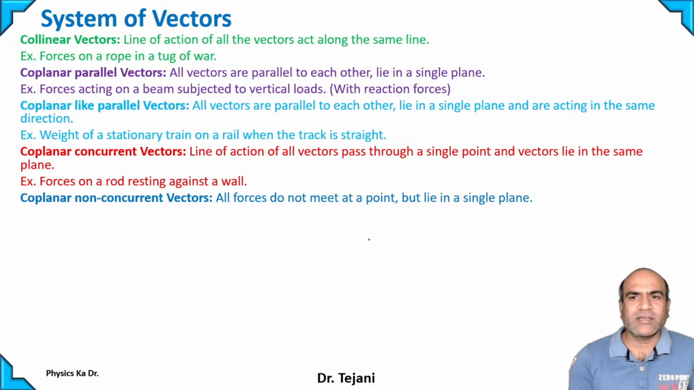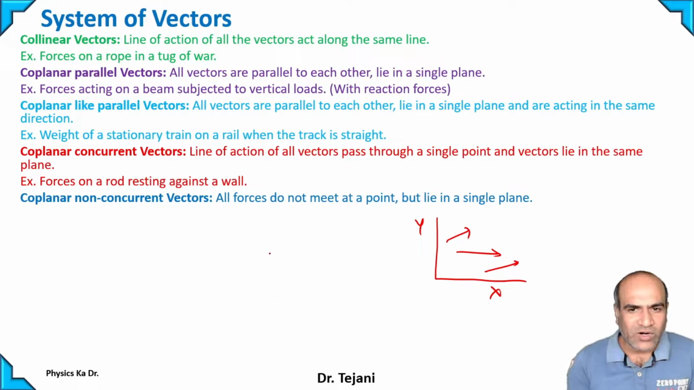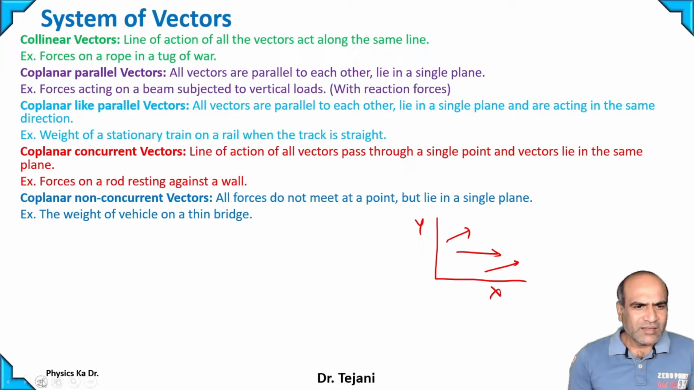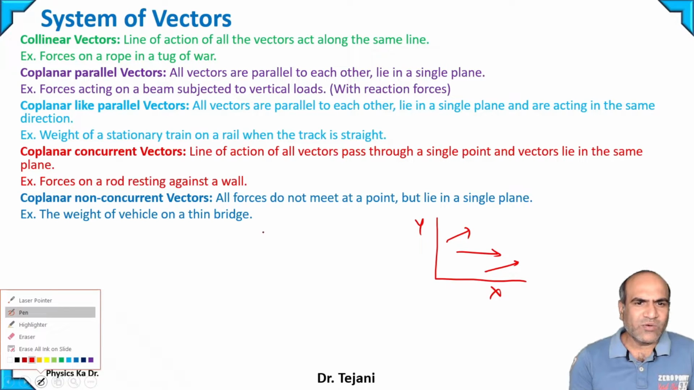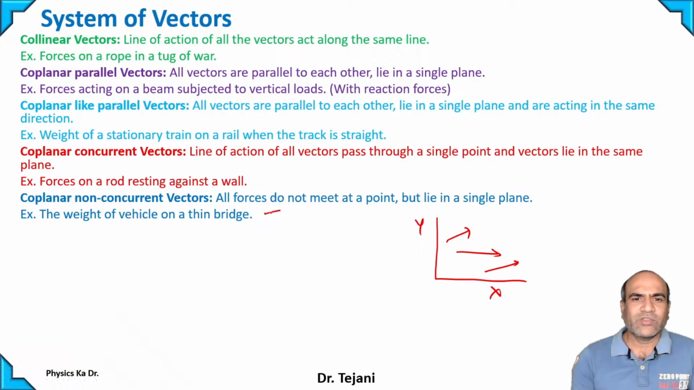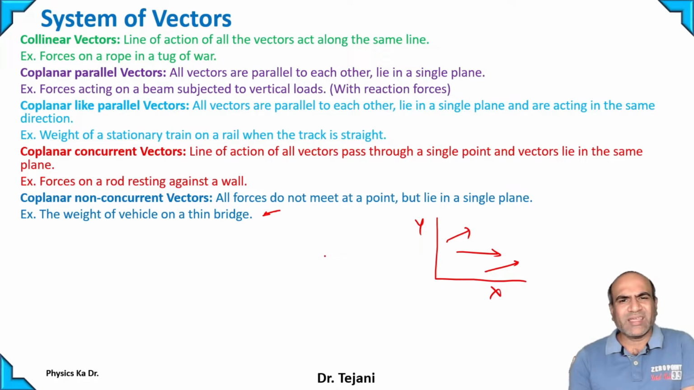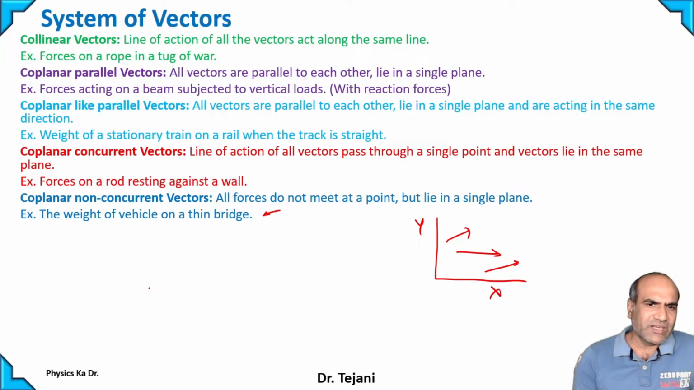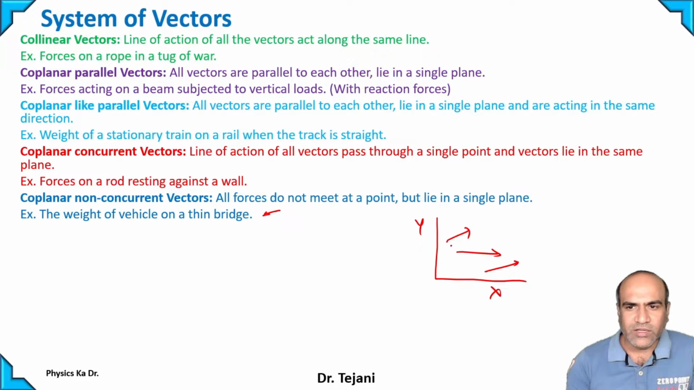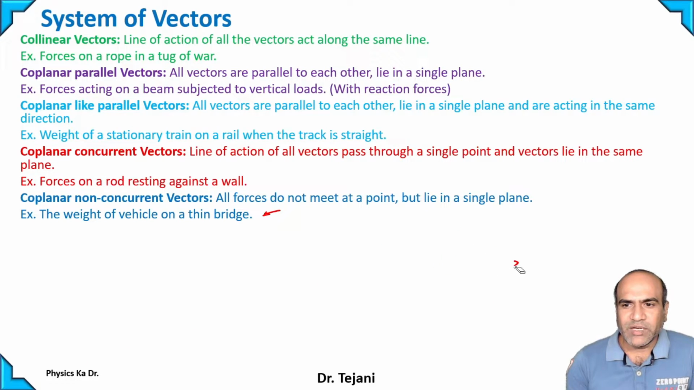Then next is coplanar, non-concurrent. Tell me, what about coplanar? Coplanar, we understand XY plane, and non-concurrent means all of them are not pointing at a single point. All of them are not meeting at a single point. Let's take, for example, the weight of a vehicle on a thin bridge, or you can take any other weight, any other consideration depending on the detail we are considering. So it is non-concurrent, meaning all the forces are not meeting at the similar point.